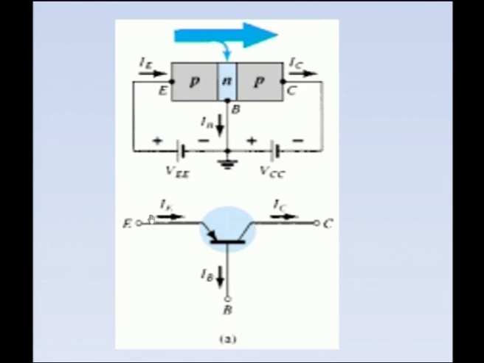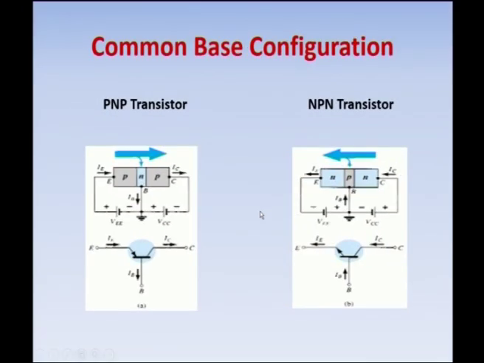And we know that the current flow is towards the junction, IE, and the base is grounded. So IB is away from the junction, and the collector is the output current. IC is the collector current, it is away from the junction. So, in this way you have to draw the circuit diagram here for NPN transistor, and this is for PNP transistor.